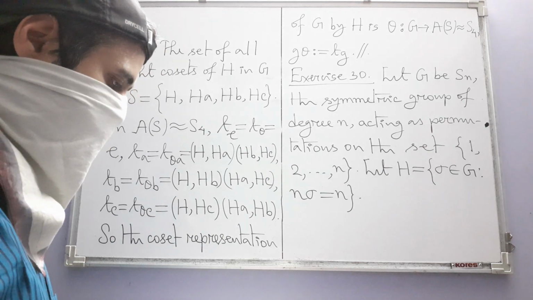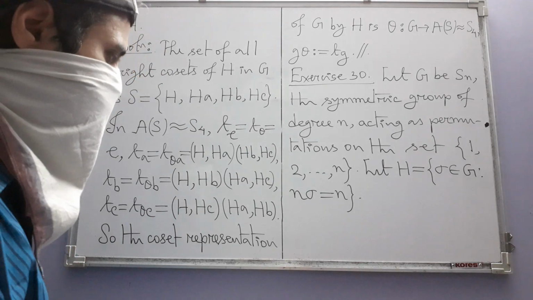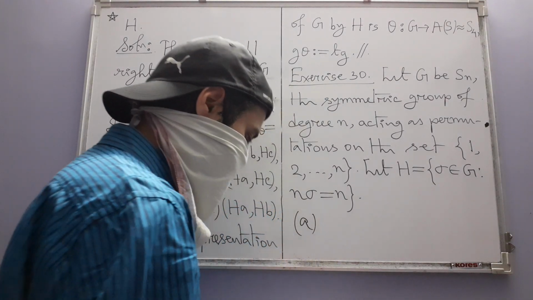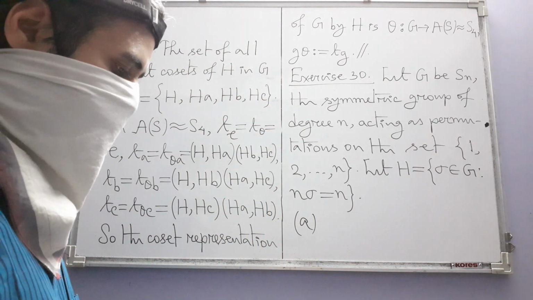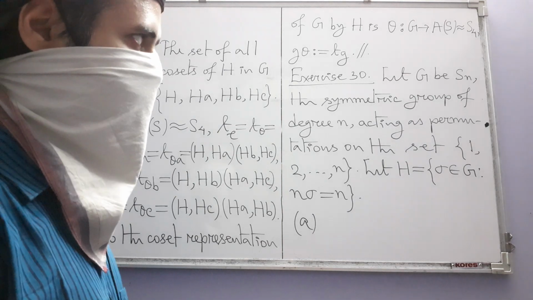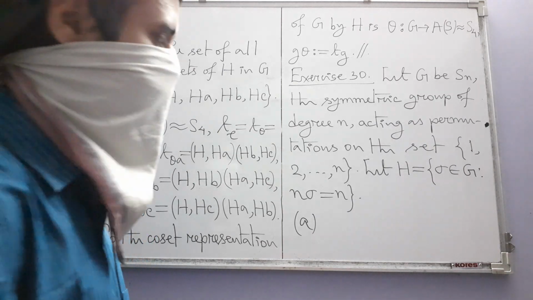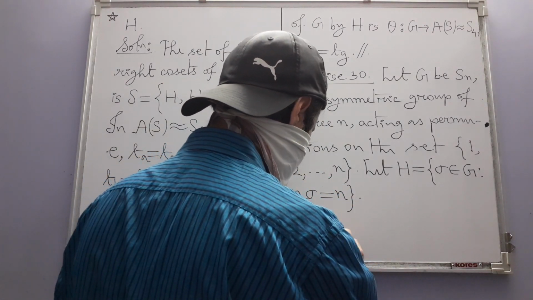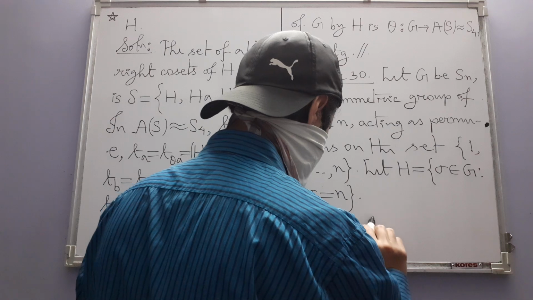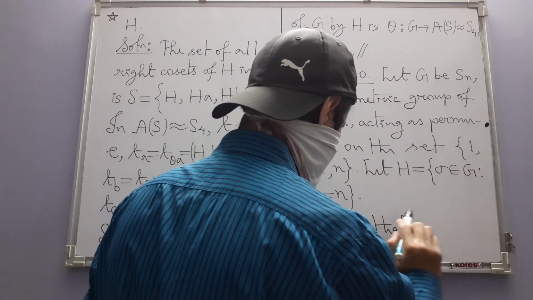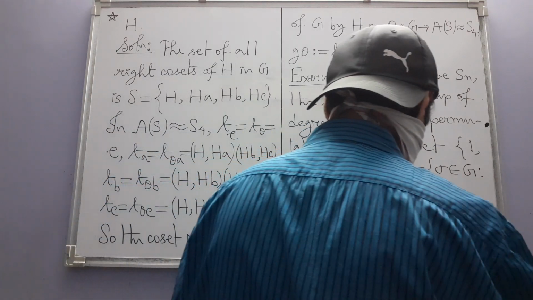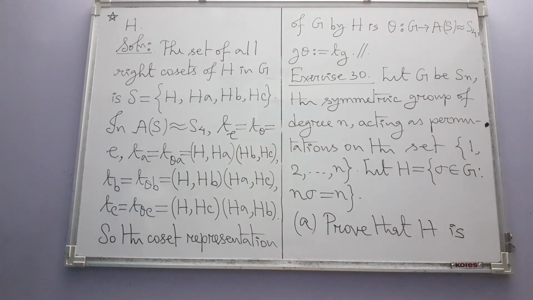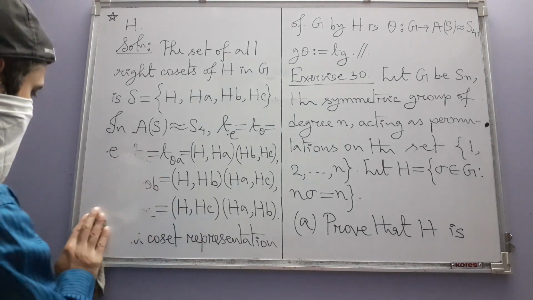And now there are 3 parts. In part A, we are asked to prove that H is isomorphic to the symmetric group Sn minus 1. Prove that it's not just any subgroup, but a subgroup that is isomorphic to Sn minus 1.